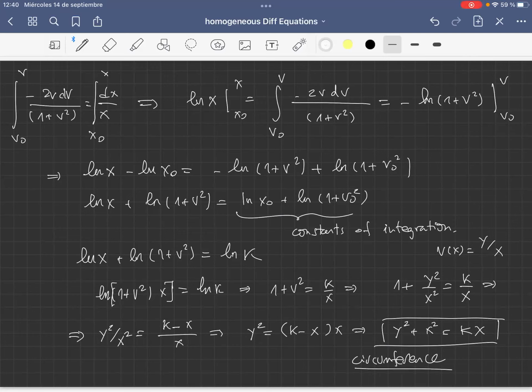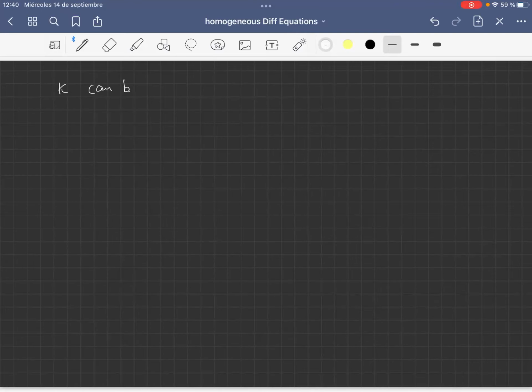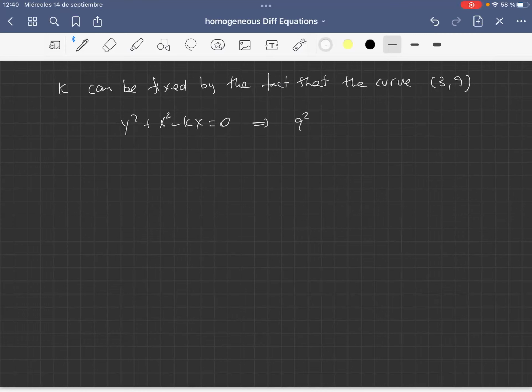It's a circumference, and the k, which is a constant of integration, can be fixed by the fact that the curve passes through the point 3, 9. So, well, if we just put that into our equation, we will just obtain k minus 3 times 3 equals 0, and that k is exactly 30.